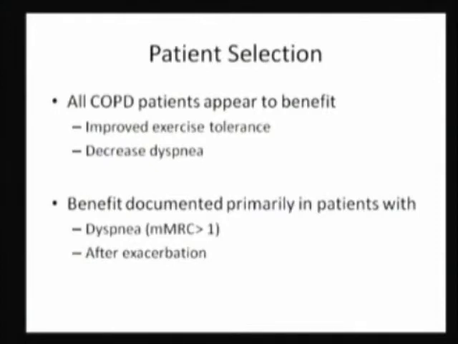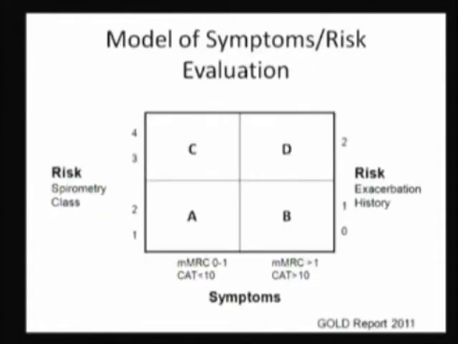However, the benefit has been primarily documented in patients with significant dyspnea, as measured by the MMRC questionnaire, more than once. So anyone who cannot keep up with their peers on a flat surface, or who has to stop to take a breath, that would put them in an MMRC grade 2, they would benefit. And after exacerbation, we saw that the benefit is substantial.